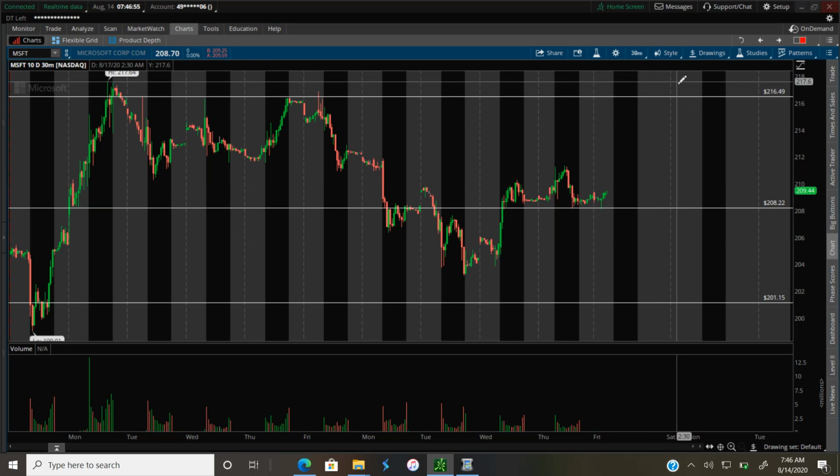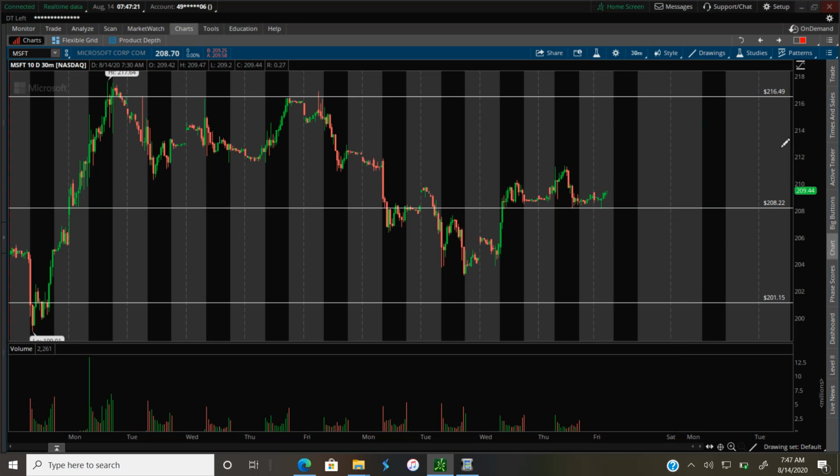It's like a staircase. You've got to work your way up level by level, floor to floor. If you break a floor, you've got to make sure you hold above the floor. If you cannot hold above it and it falls through it, then it's weak. You've got to bet to the downside. If it holds above, then that shows that it's strong. You can bet to the upside.